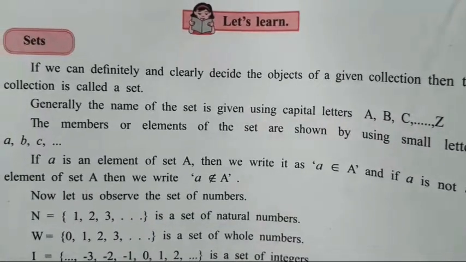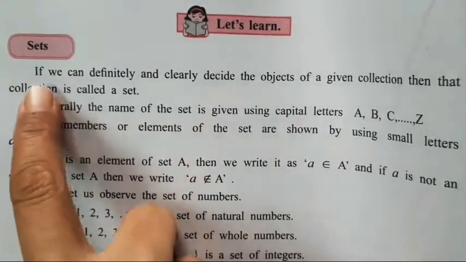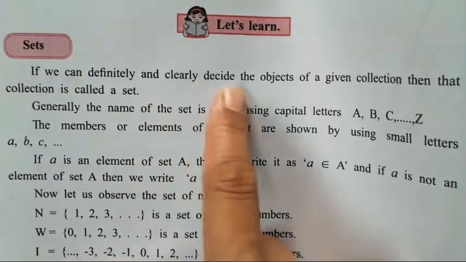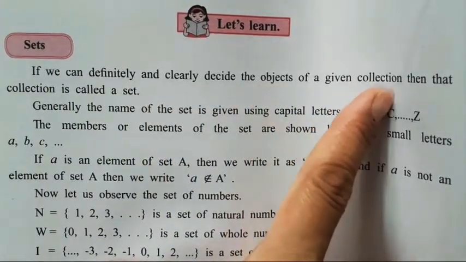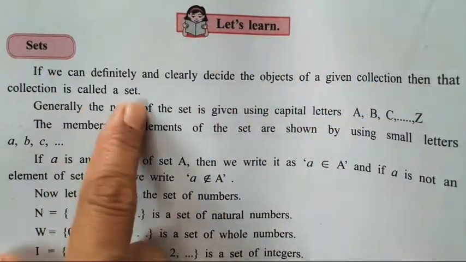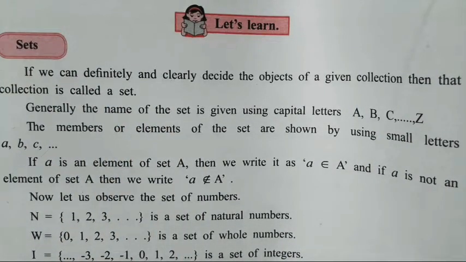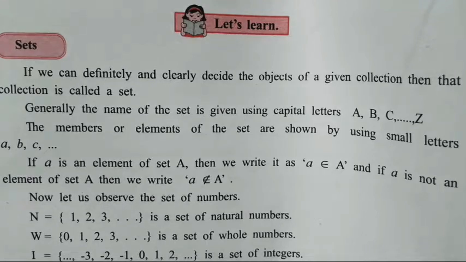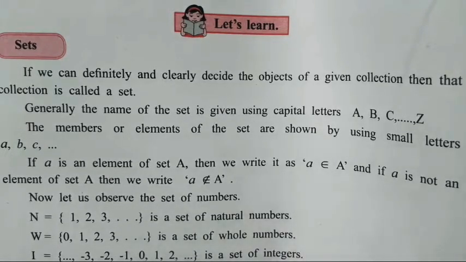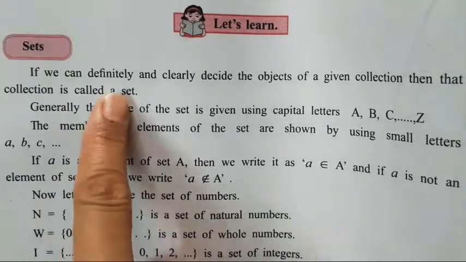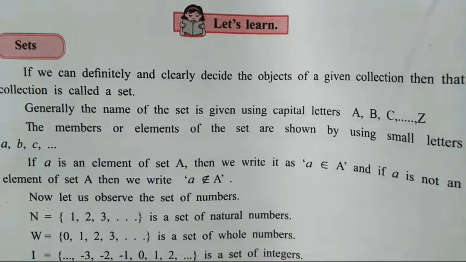Now this is the definition of a set. If we can definitely and clearly decide the objects of a given collection, then that collection is called a set. As I said, every collection has been given a specific name, like a bunch of keys. We define bunch only for keys, so that word is directly related to keys. Such a collection is called a set. Sets means group. That is what you all have to remember.